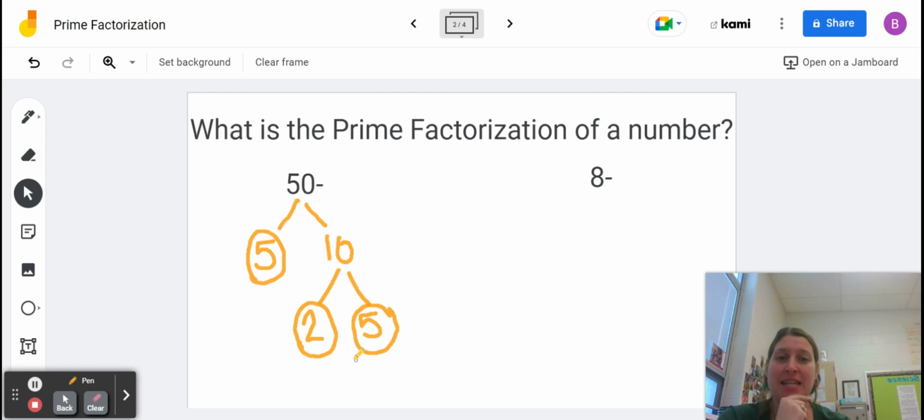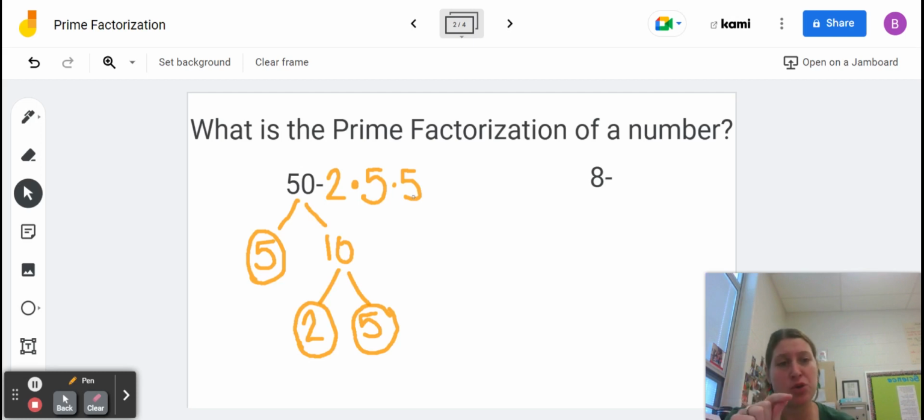My next step is I am going to write a multiplication problem by ordering the numbers from smallest to largest. So my first number is going to be 2, and I'm only using the prime numbers. So 2 times 5 times 5. So if I did this right, if I multiply 2 times 5 times 5, I'm going to get back to 50. So 2 times 5 is 10. 10 times 5 is 50. So I know I did it right.